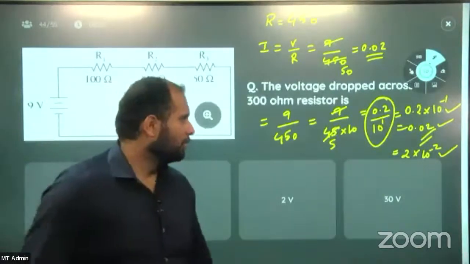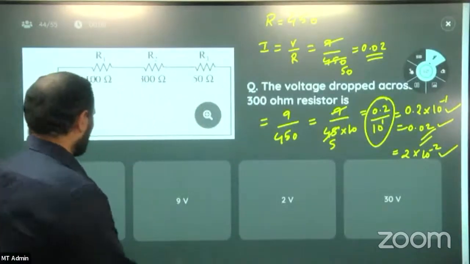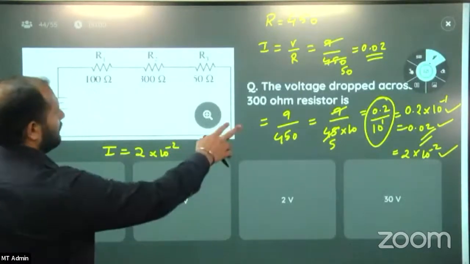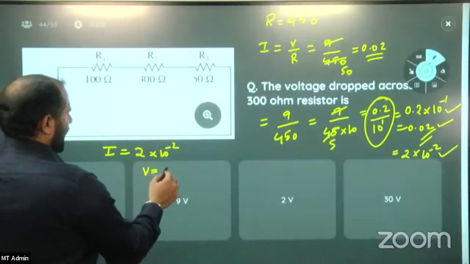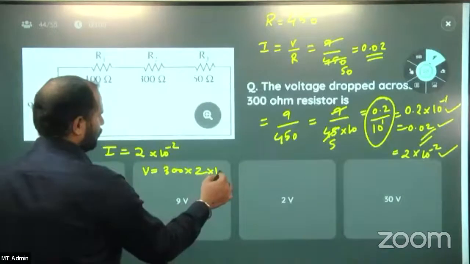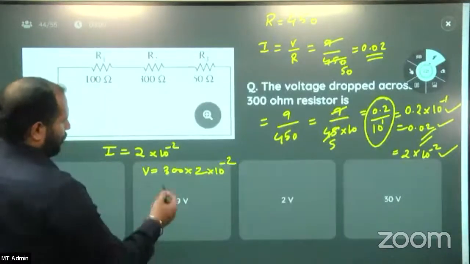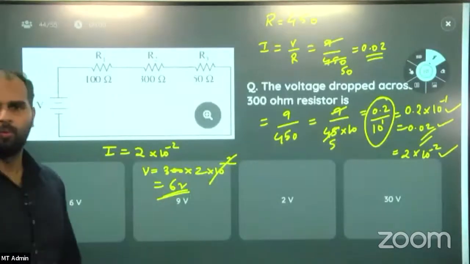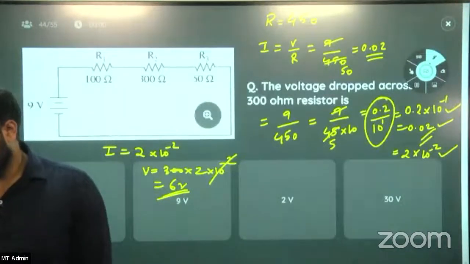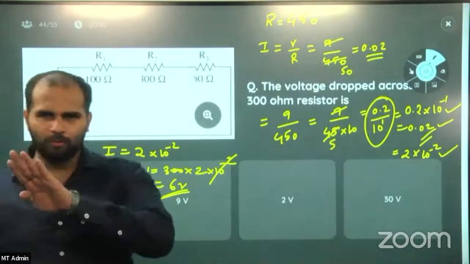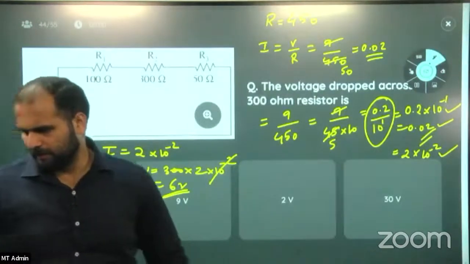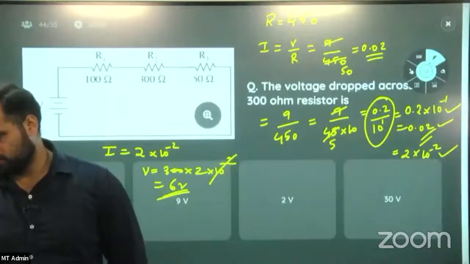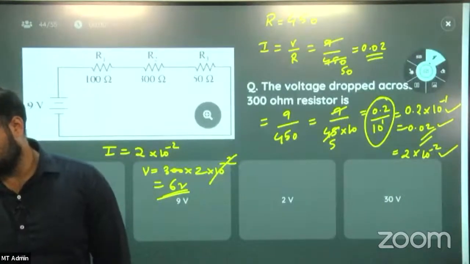Great. Now we got the current, which is nothing but 2 into 10 raised to minus 2. Now I want the voltage across the 300 ohms, so voltage is I into R, right? So 300 into 2 into 10 raised to minus 2. This 10 raised to minus 2 and the 100 in 300 cancel out, and the answer will be 6 volts. Am I clear with this part? Any problem? If clear, say yes; if there is a problem, say no.